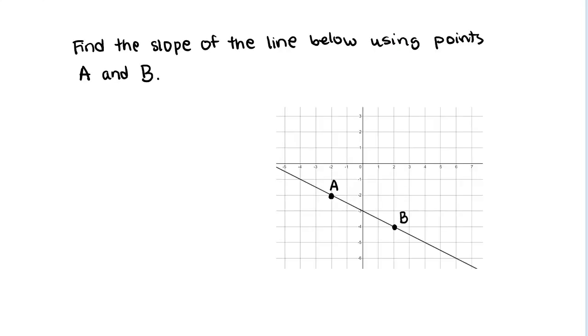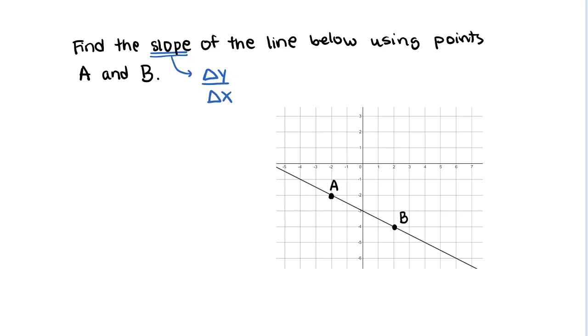So for this next example, we're asked to find the slope of this line below using the points A and B. Right, so here, what we established is that slope is the same idea as the rate of change, and really this is just asking us to find the change in y between these 2 points, A and B, and divide that by the change in x.